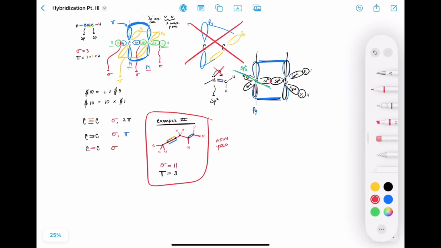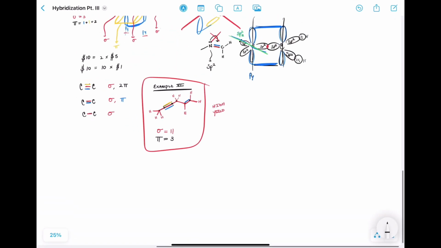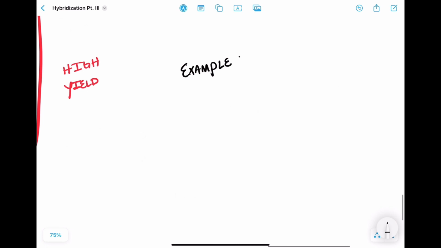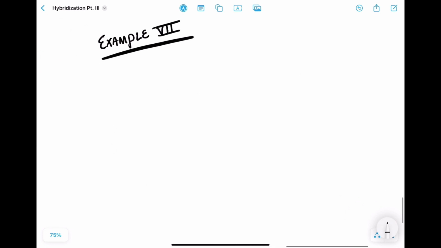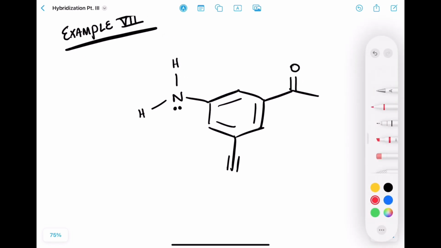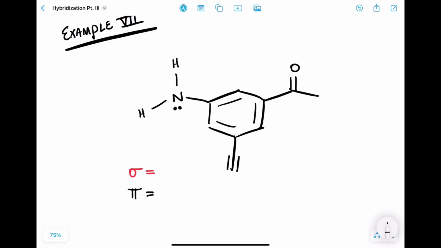We'll do one last example and we'll conclude. Let's see here. This is example 7. Now we're going to count up the number of sigma and pi bonds. So let's go ahead and say here's sigma. How many do we have? And then here's pi. How many do we have?